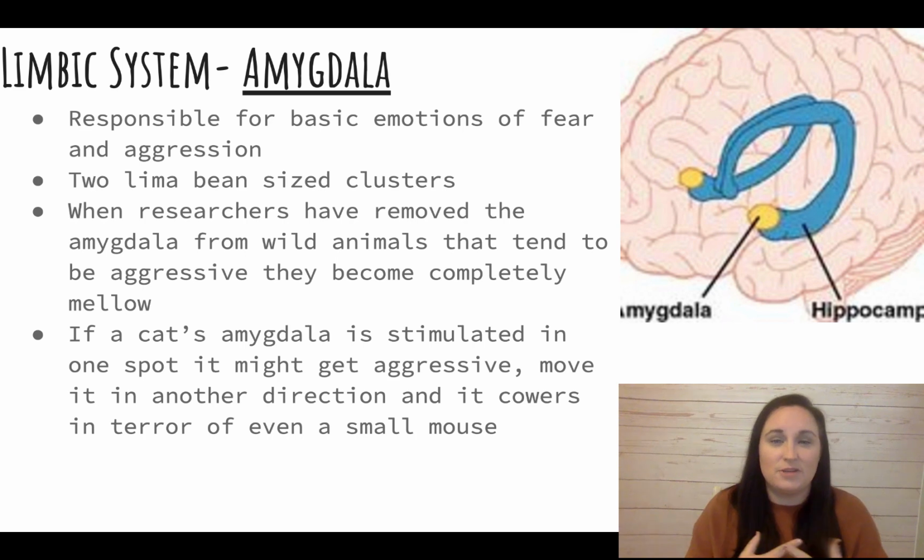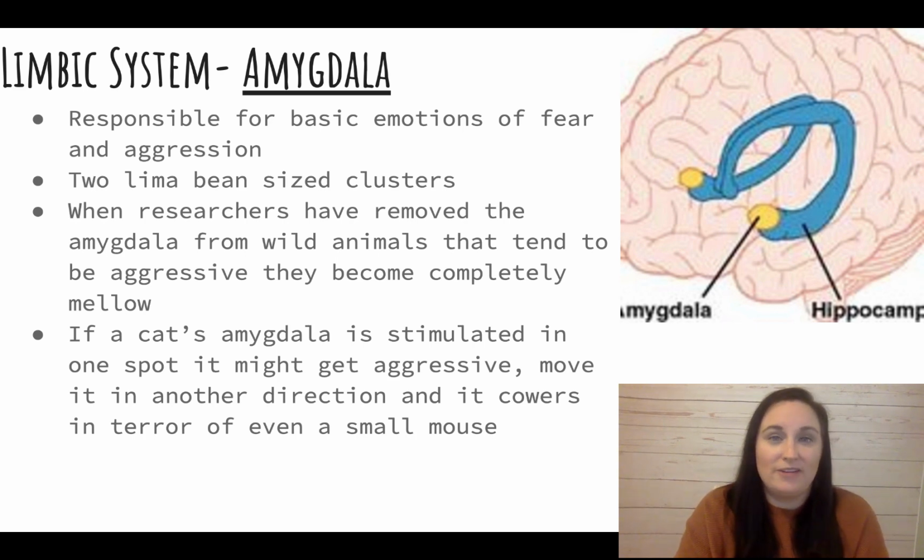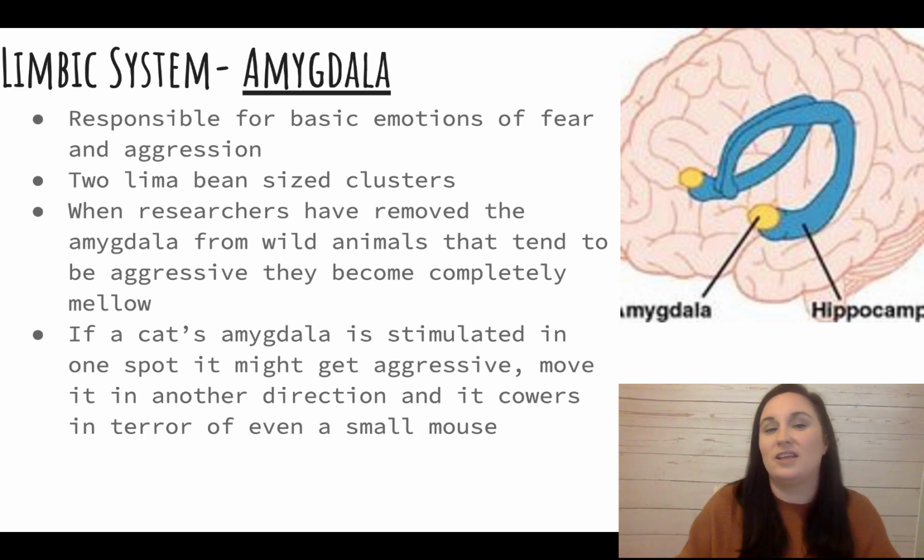So the amygdala is responsible for our basic emotions of fear and aggression. They're like these 2 little lima bean sized clusters at the end of the hippocampus. So they're like those yellow buttons. And when researchers remove the amygdala from wild animals, they become completely docile, just so mellow. So they're not aggressive at all.